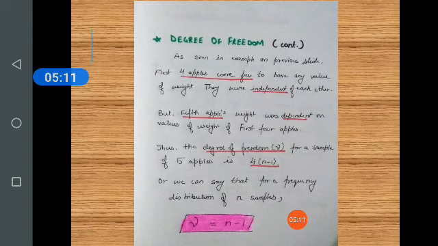Similarly, if you want to find out the degree of freedom for any data set, the formula for the same is n minus 1.